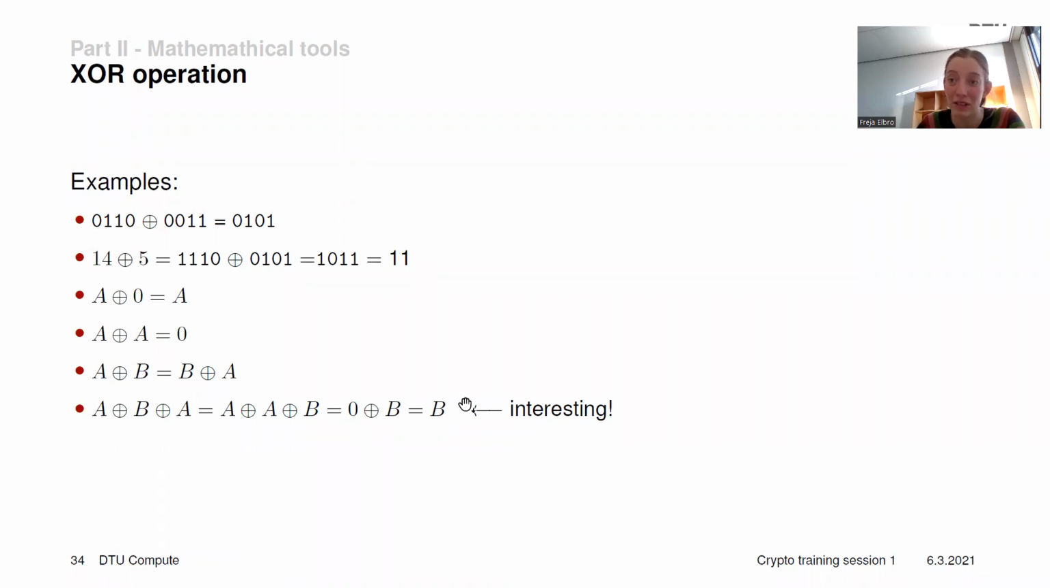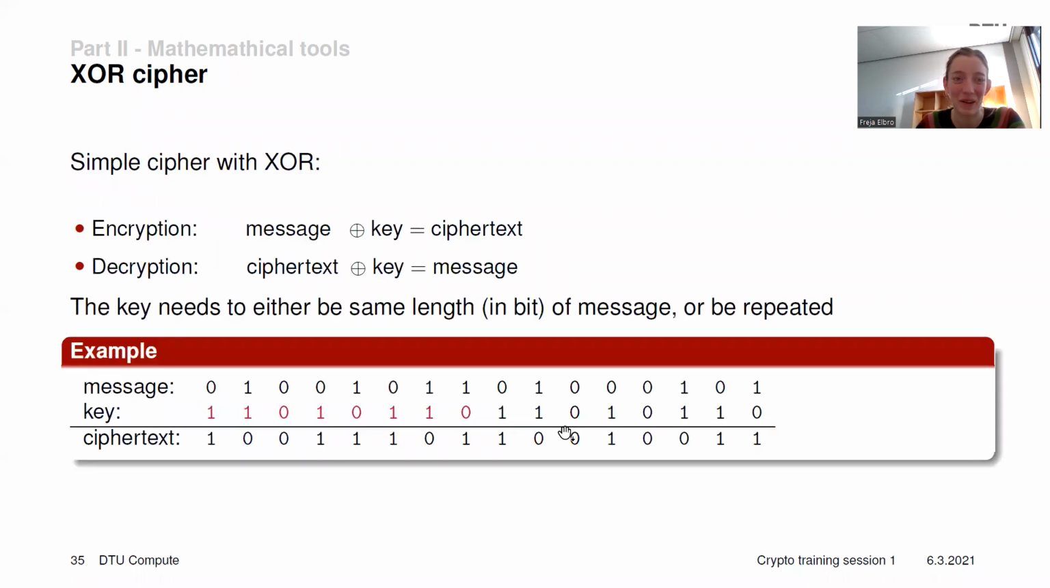And the reason why this is interesting is because we can use it for encryption. So how do we use this for encryption? Well, we can build something called a simple XOR cipher, where the way that you encrypt a message is that you choose a key and then you just encrypt by XORing with the key, and that gives you the ciphertext. And the other direction, if you want to decrypt, well, then you just XOR with the key again. And that gives you back the message.